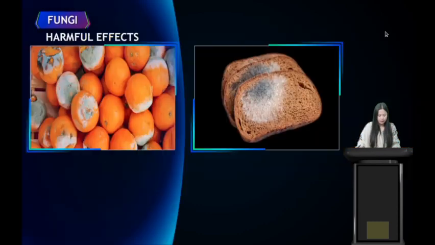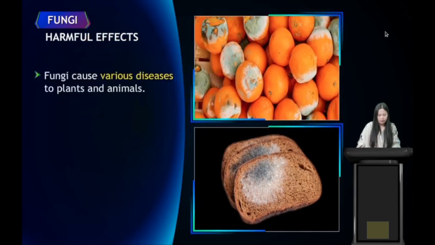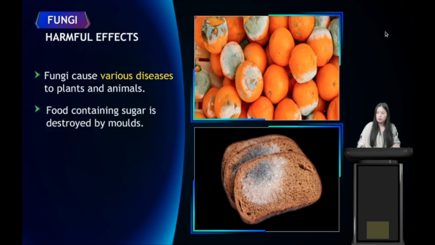Here, the harmful effects of fungi. Fungi cause various diseases to plants and animals. We will see more examples in our later classes. Fungi also destroy food containing sugar. Molds are an example of fungi. So these molds spoil or destroy food containing sugar.